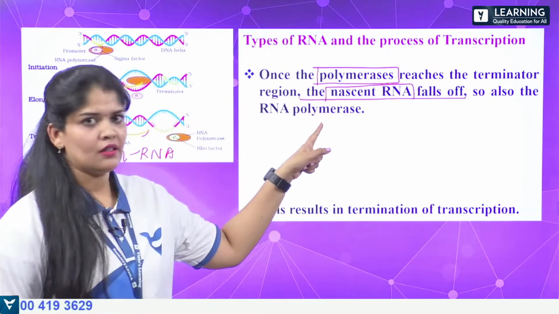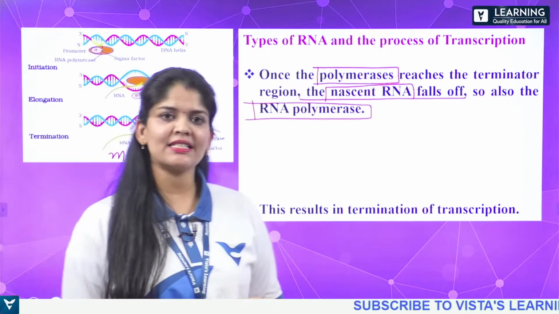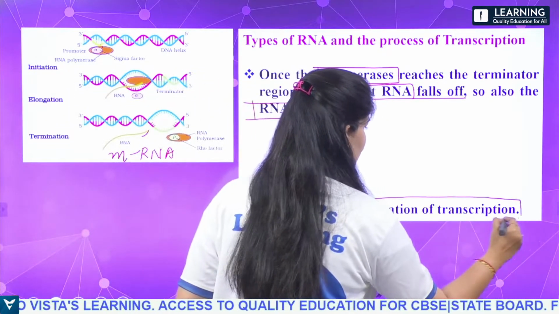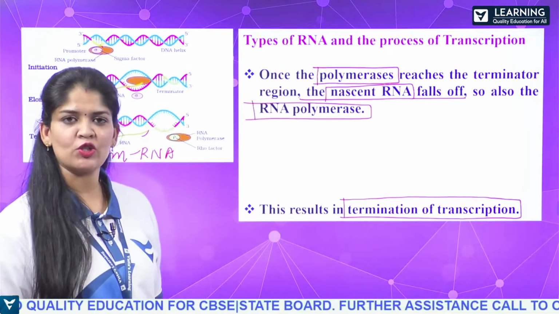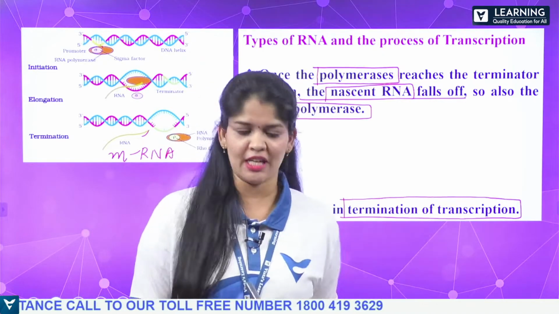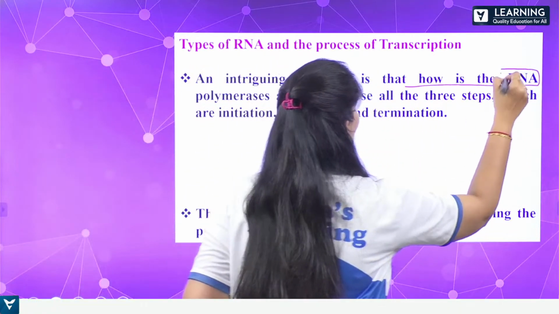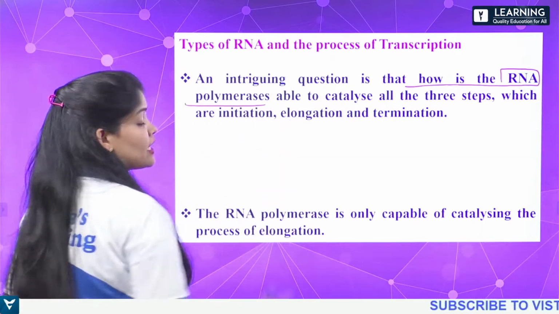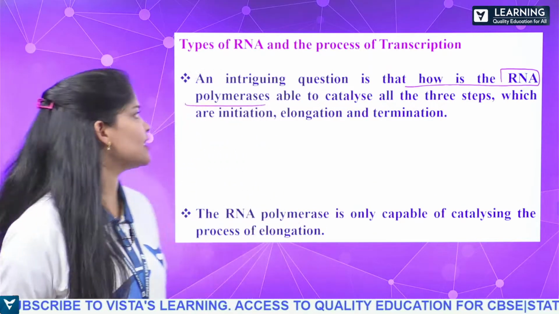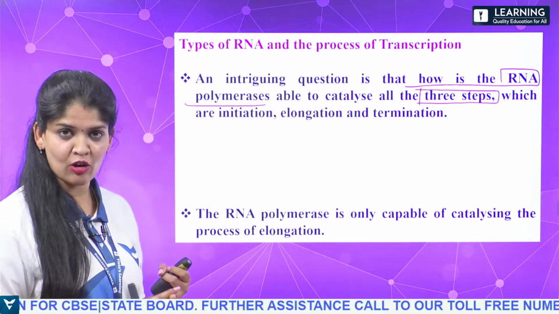Right? Once the nascent RNA falls off, so does the RNA polymerase. The RNA polymerase enzyme gets detached and will be useful for another cycle of transcription. This results in termination, the final process of transcription. That is what we said: in transcription we have initiation, elongation and finally termination. So RNA polymerase is going to accelerate initiation, elongation as well as termination. It has to catalyze three different steps, right? It has to initiate, it has to elongate and it has to terminate.